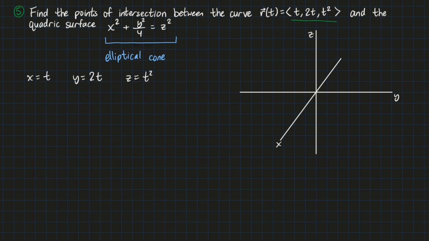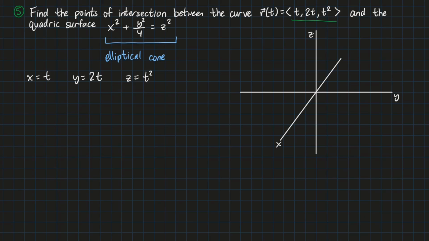So r of t describes the curve, and if we change values for t, we'll have different points on the curve, because x, y, and z are the positions of the point. If we substitute x, y, and z out for functions of t, we can find the values of t when the intersection occurs. So let's rewrite the elliptical cone equation with the variable t only being in there.